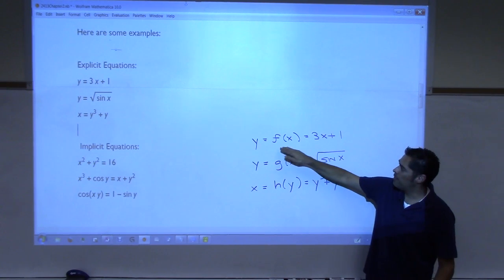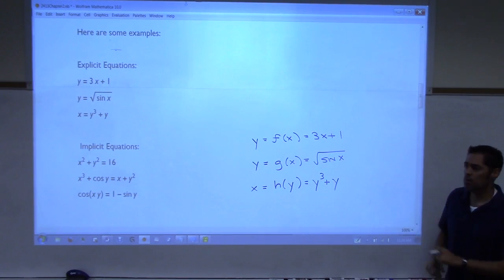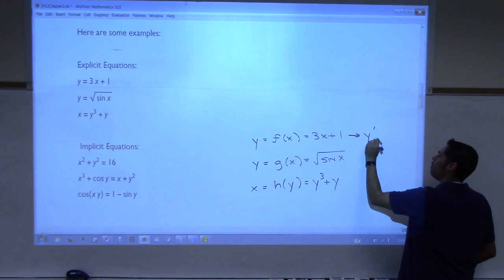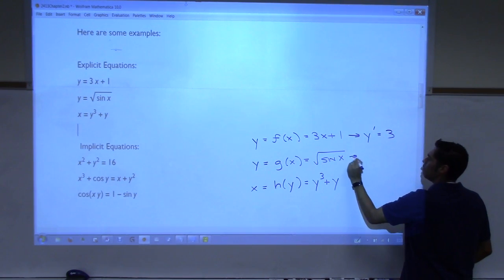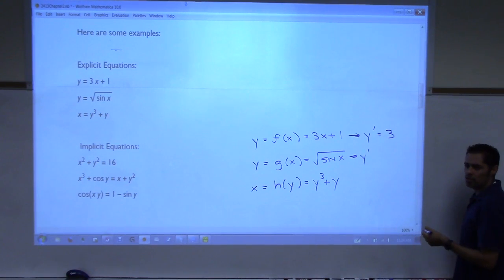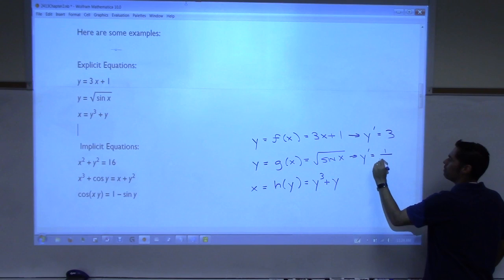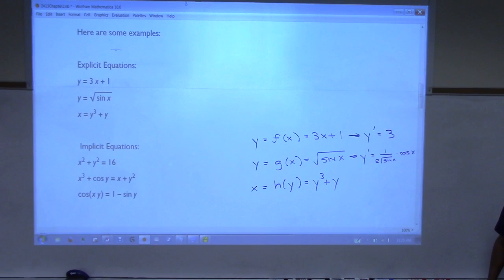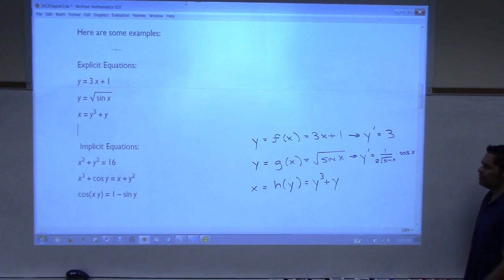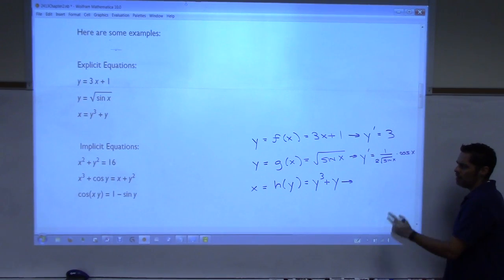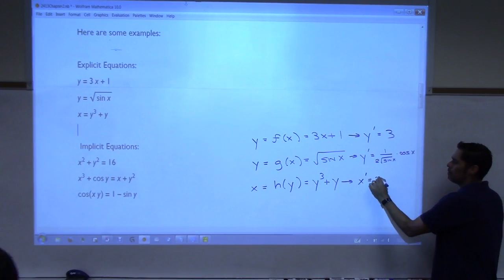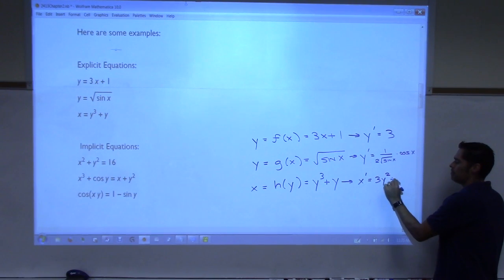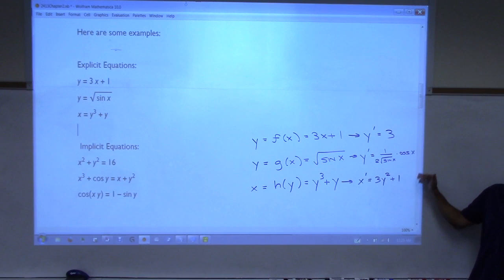Now if I ask you to take the derivative of this first one, we should all be able to do that, right? The first one, no problem. The derivative of y is 3. The second one is going to be a little more involved because it's some chain rule. So we get something like 1 over 2 root sine x times cosine x, right? And then how about this third one? What could you ask for here? Not y prime, you would want x prime. x prime would be 3y squared plus 1, right?